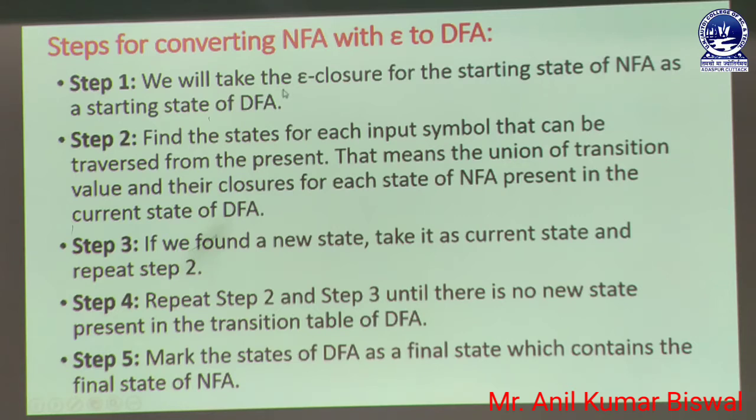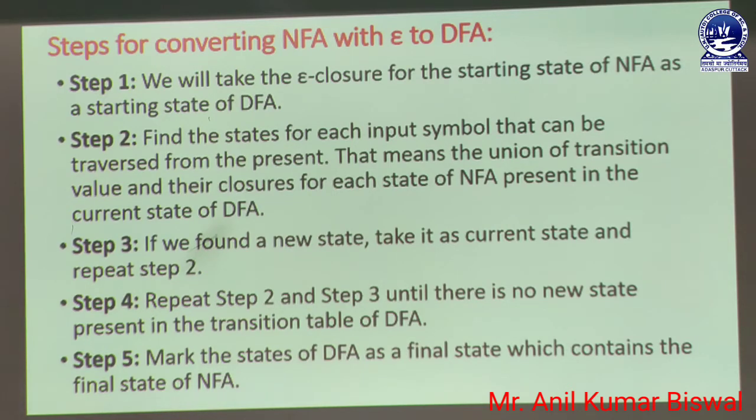In the second step, we discuss how to find the states for each input symbol that can be traversed from the present state. That means the union of transition values and their closures for each state of the NFA present in the current state of the DFA. We must find what different types of states are used in our conversion diagram. In that diagram, we can count the input symbols used and how they are traversed from one state to another, and the union and intersection properties must be counted and noted in a specific table.